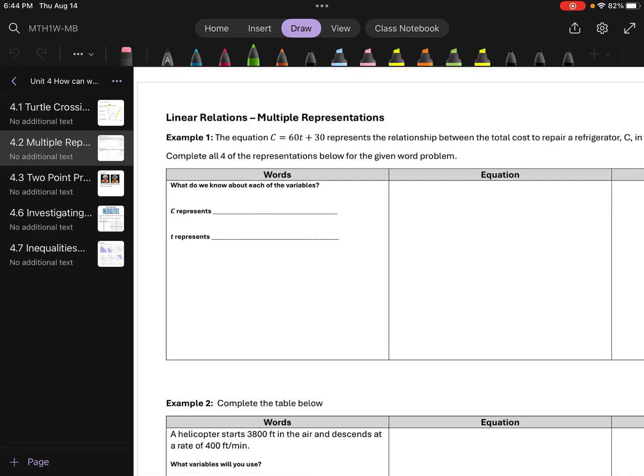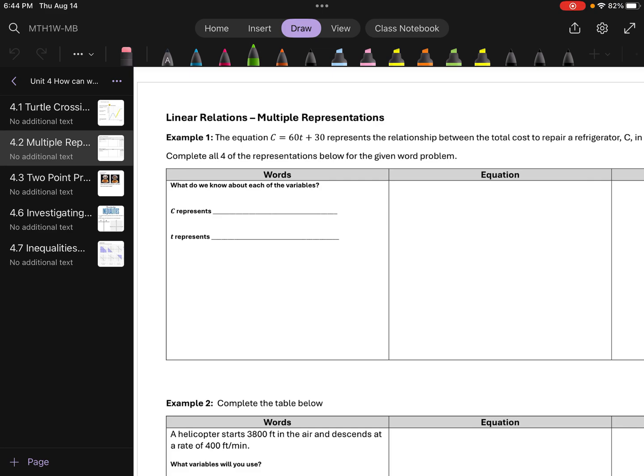And part of some of these things is being able to identify what different things mean. So for example, we use letters when we write equations, but what do those letters actually mean? That's what I'm talking about when I'm saying words if we're not given the word problem.